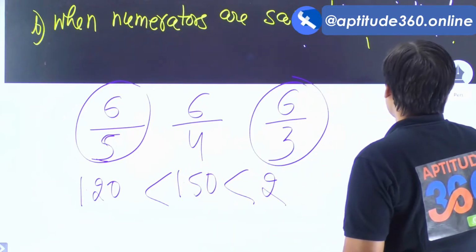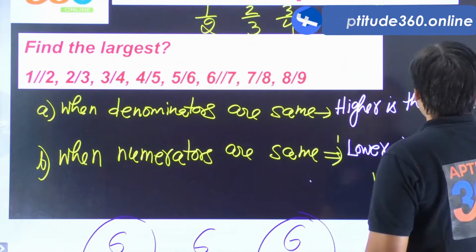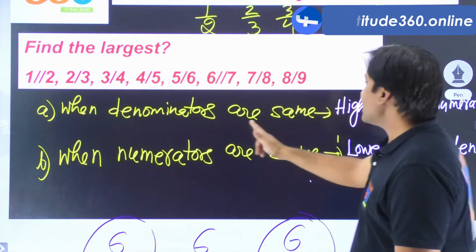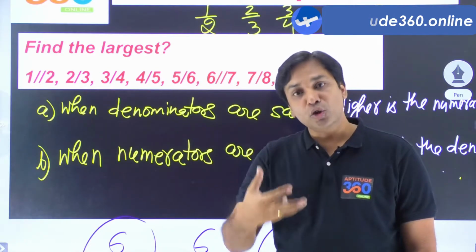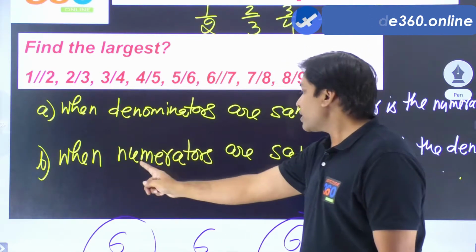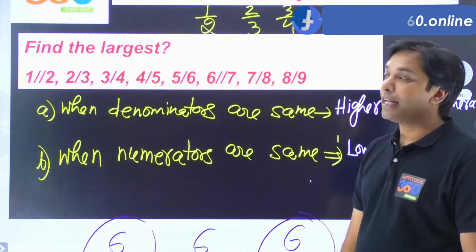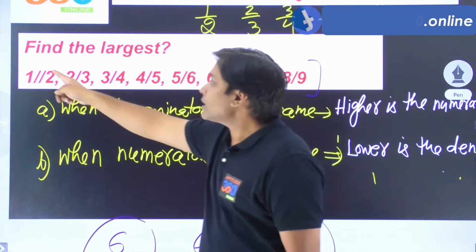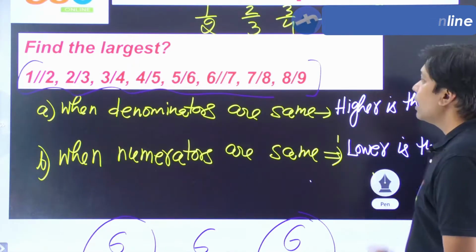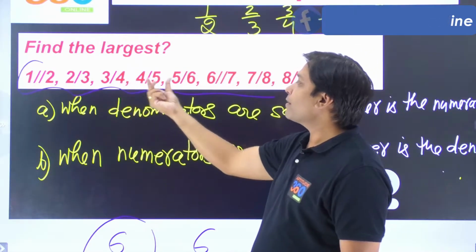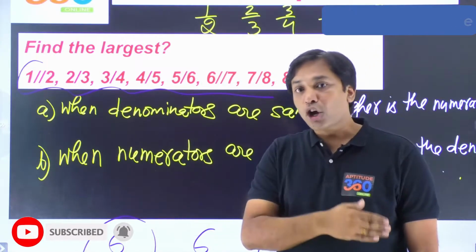कभी कभी ऐसा होगा कि ना तो न्यूमरेटर सेम होगा ना डिनोमिनेटर सेम होगा. फिर उस केस में क्या करेंगे, तो फिर उसी को हम देखते हैं यहाँ पे. So my first case was when denominators are the same. When denominators are the same, then higher is the numerator, higher is the value. And when numerators are the same, then lower is the denominator, higher is the value. But what are we going to do in such a situation? In such a situation, you have got half, 2 by 3, 3 by 4, 4 by 5, 5 by 6. Neither the denominators are same nor the numerators are same.